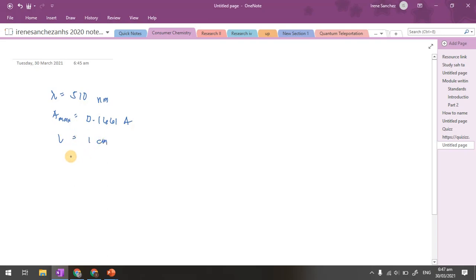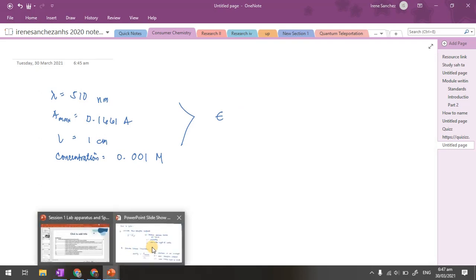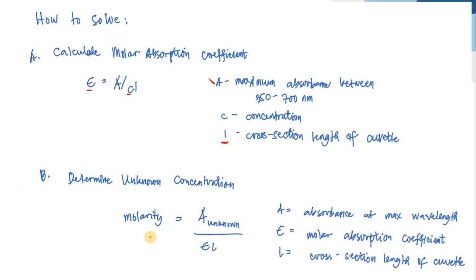One cm concentration. Okay, so you just input that one so you can solve it to get the molar absorption coefficient, or the maximum molar absorption coefficient, A over CL.